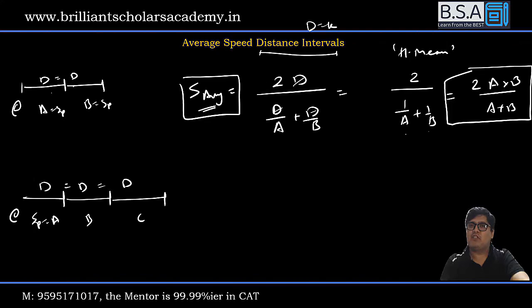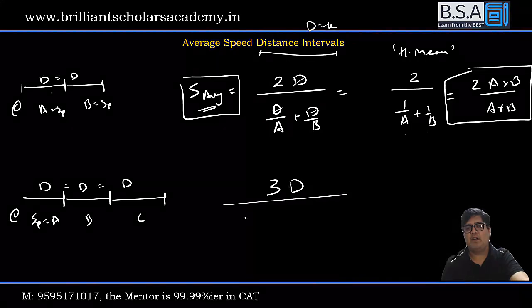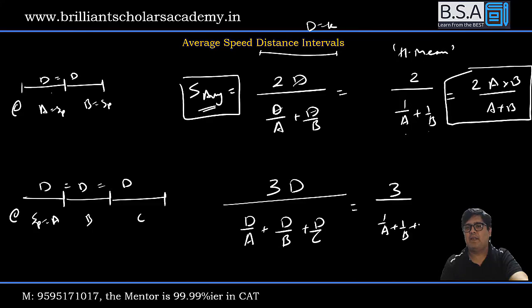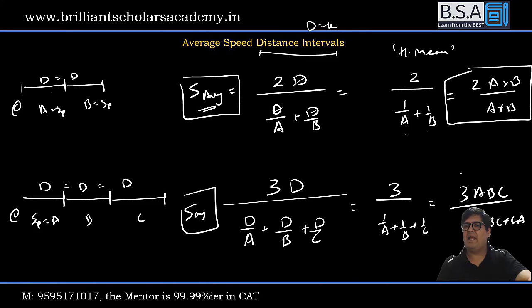There are two partitions of equal distances. Here it will look like 3D upon D by A plus D by B plus D by C. That will translate into 3 by 1 by A, 1 by B, and 1 by C. When you rearrange that, you will have this. So I want you to highlight the speed average formula, and I can show you application of this in recent years' papers.